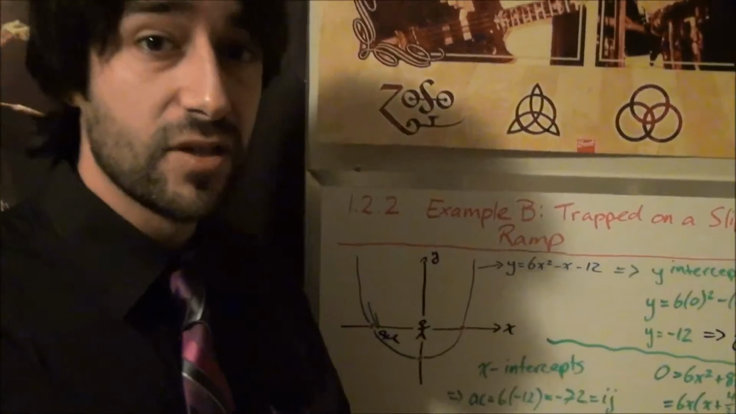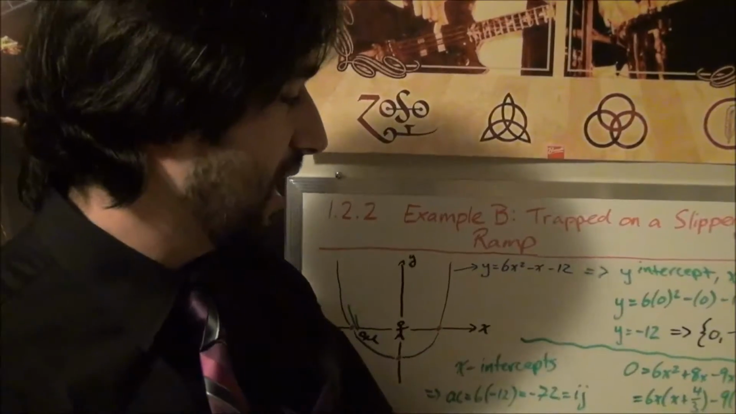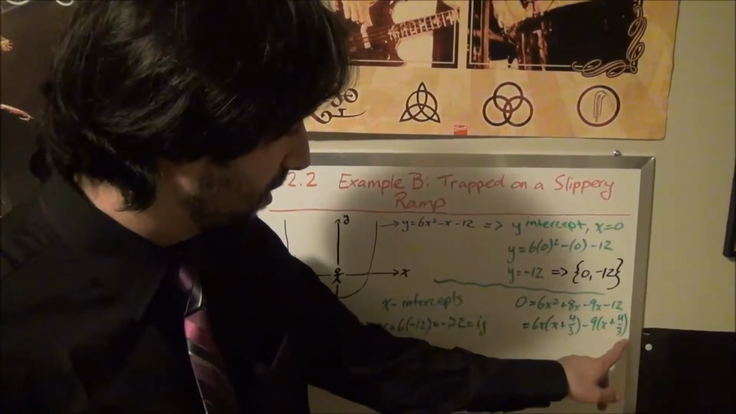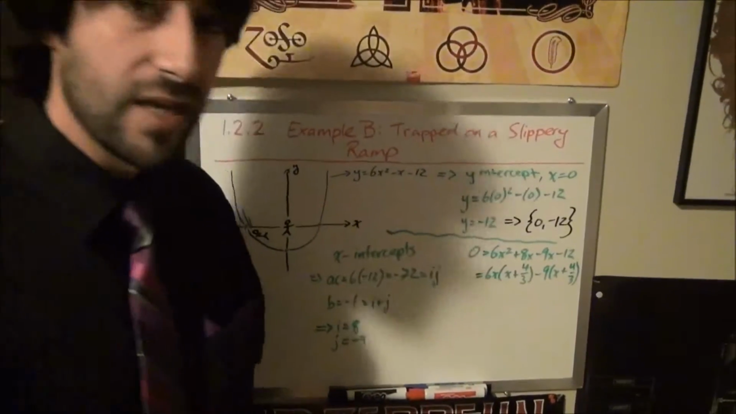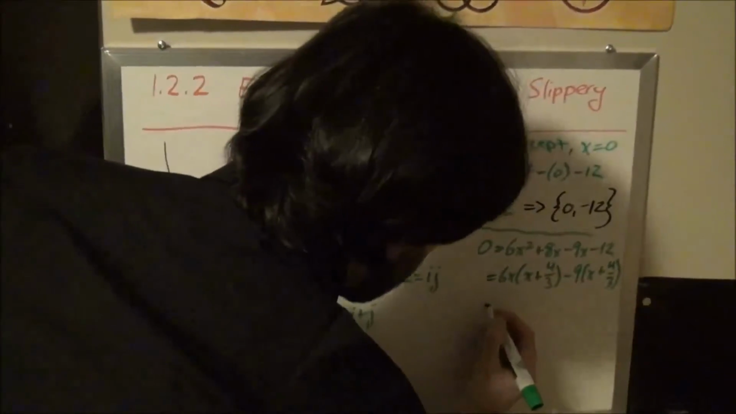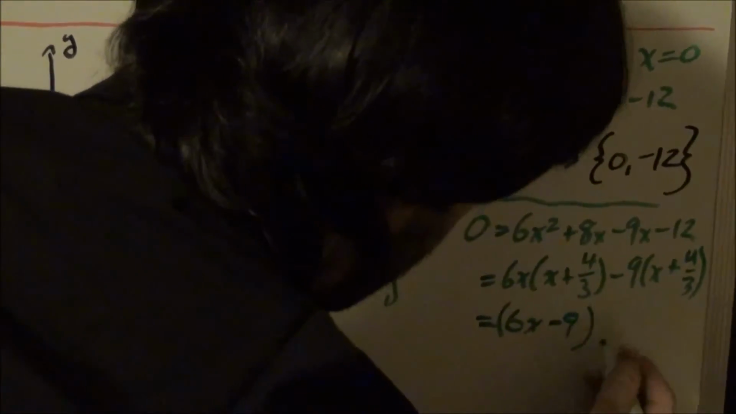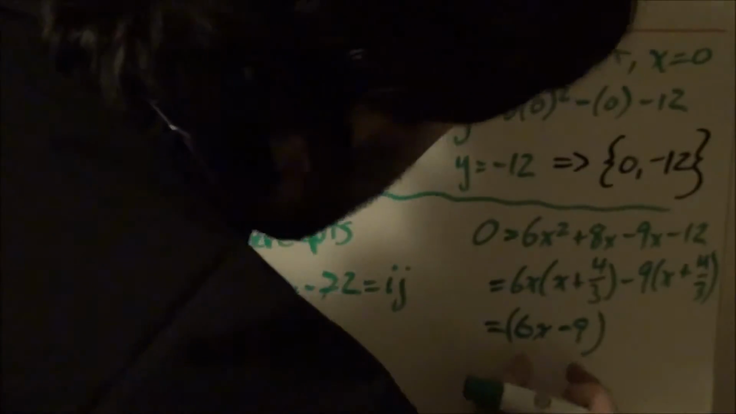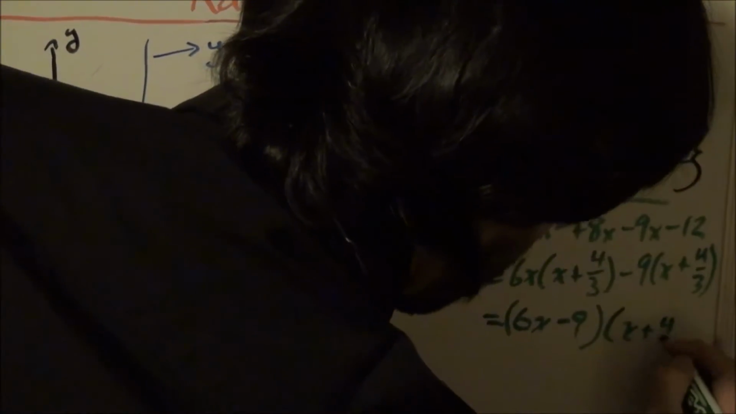Now, here's the cool part. I promised in the last tutorial that when I have i over a, it will be the same as c over j, and that's exactly what we find here. These two fractions are both the same, which means that I have a multiple in both these terms that can be factored out. And that's what I'm going to do. So when I factor out this multiple from both terms, I wind up with 6x minus 9 times x plus 4 over 3.